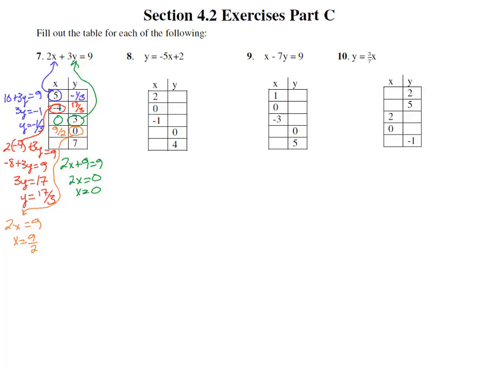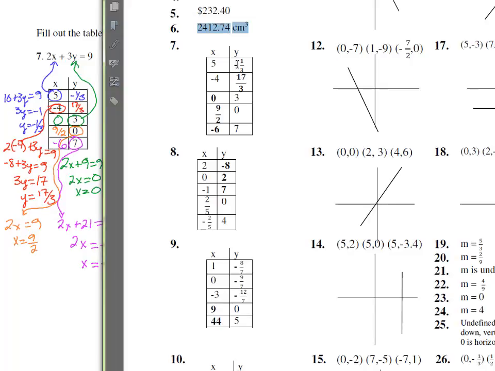And the last one, 7. 7 goes in for y. Let's bring this one right down here. So we have 2x plus 3 times 7, that's 21, equals 9. Subtract 21 from both sides, and then we get 2x equals negative 12. Divide by 2, and we get x equals a negative 6. So negative 6 right there. Let's check our answer. And here we have 5, negative 1/3, negative 4 and 17/3, 0, 3, 9/2 and 0, and negative 6, 7. Good.